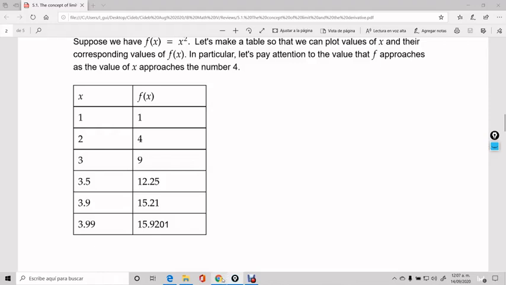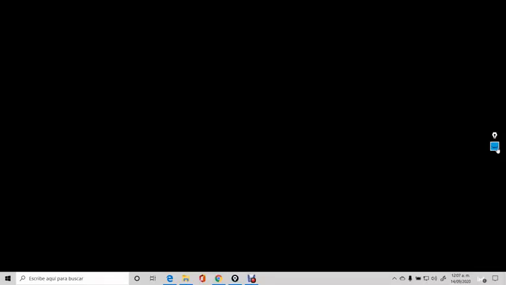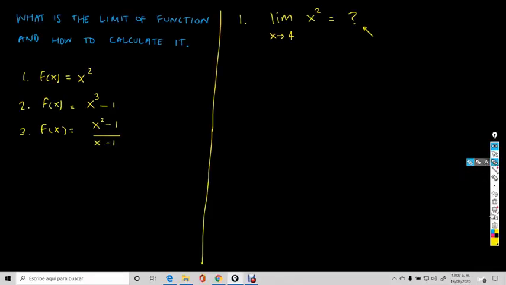Okay? And basically, in a nutshell, we can say that the limit as x approaches 4 of x squared is 16. And this is the answer for this problem. Okay, so what did we do? Let me explain one more time.